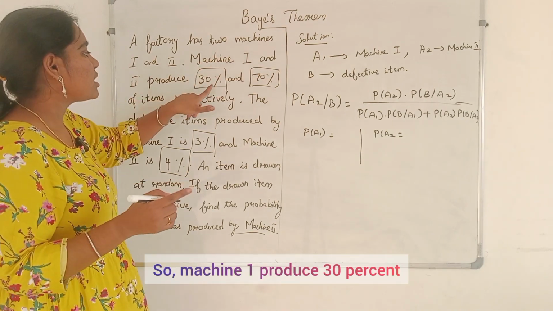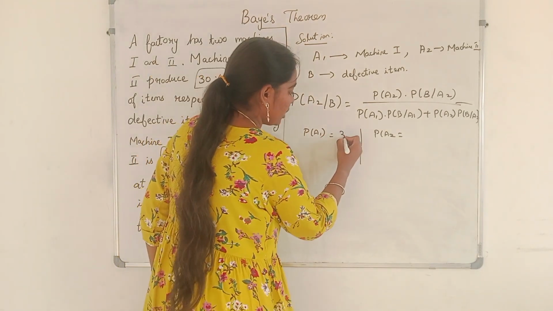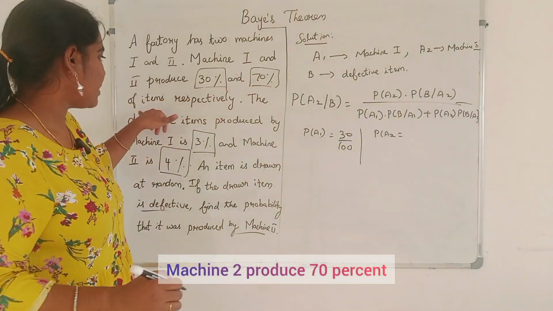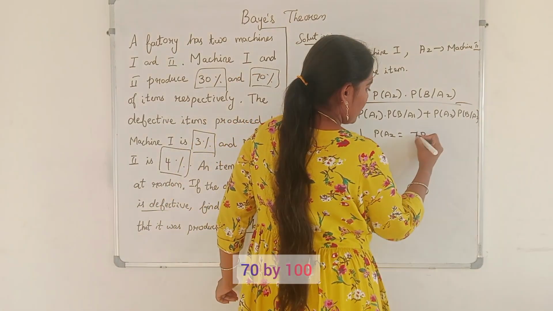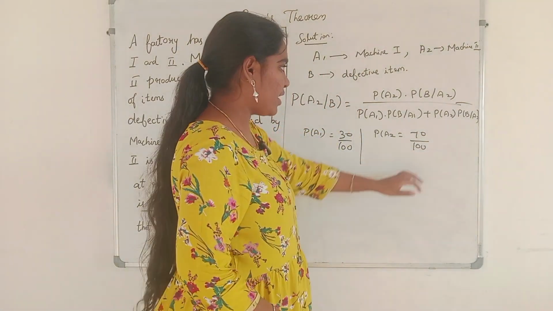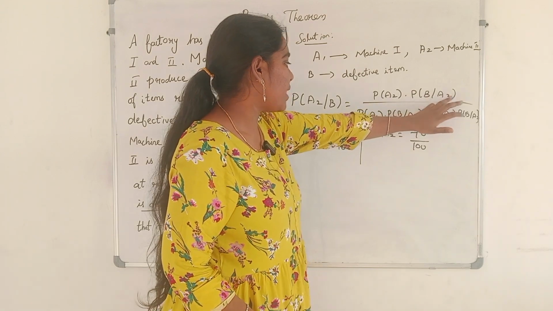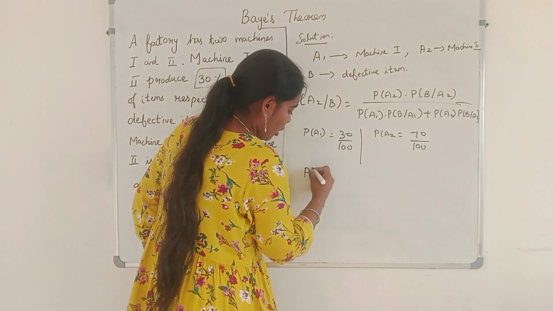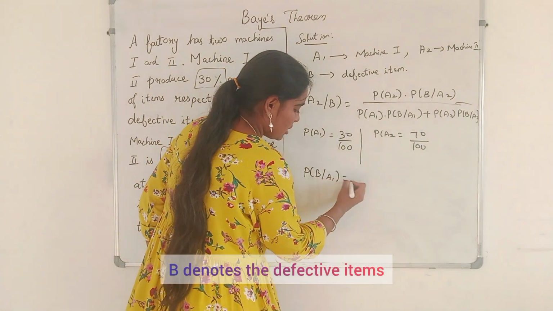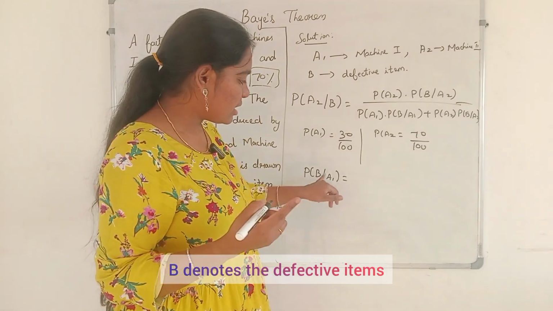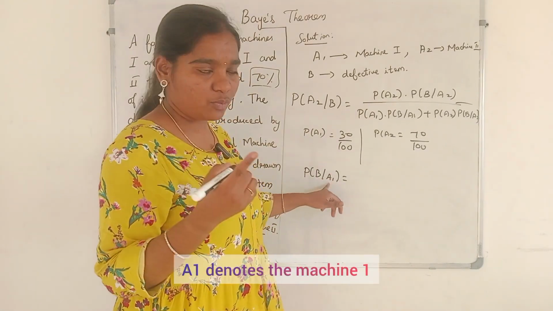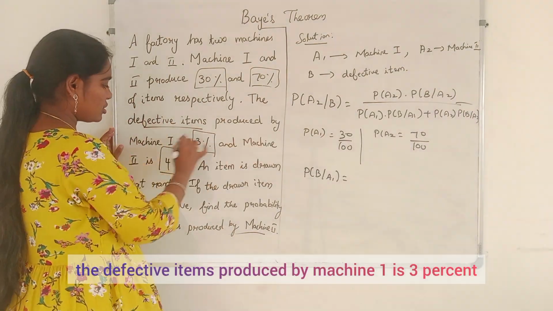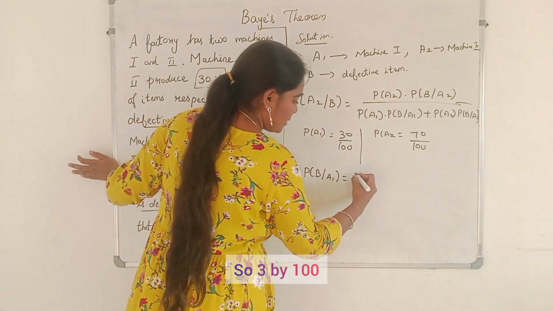So machine 1 produces 30%, 30 by 100. Machine 2 produces 70%, so 70 by 100. Next what we have to find? Probability of B by A2 and B by A1. So probability of B by A1. B denotes the defective items, A1 denotes machine 1. So the defective items produced by machine 1 is 3%. So, 3 by 100.